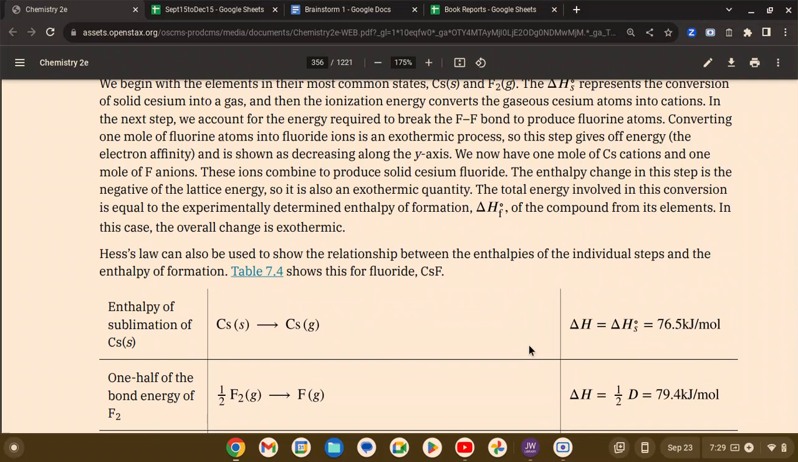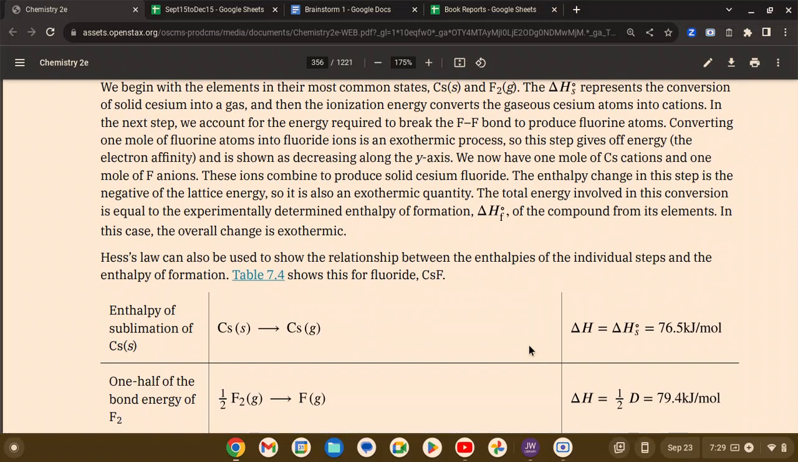You begin with the elements in their most common states, cesium and fluorine. Delta HS represents the conversion of solid cesium into gas, and then the ionization energy converts the gaseous cesium atoms into cations. In the next step, we account for the energy required to break the fluorine-fluorine bond to produce fluorine atoms. Converting 1 mole of fluorine atoms into fluoride ions is an exothermic process. So this step gives off energy, and this is shown as decreasing along the y-axis.